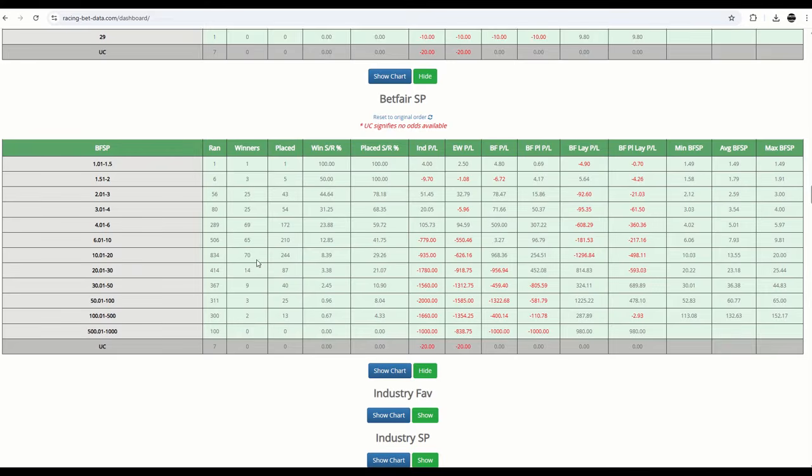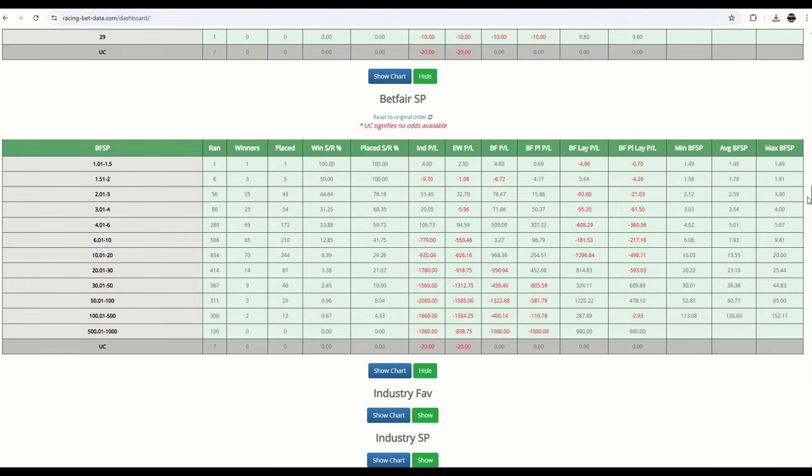If we look at the Betfair SP as well, so you'll see here predominantly the up to 20, so any outsiders 20.01 and above are losing horses, so you'd probably want to exclude anything running with a BSP of 20 or more. Now you can see it does have some wins here, but the strike rate is low and overall negative.